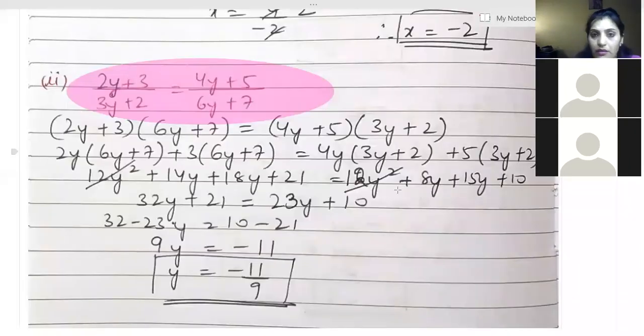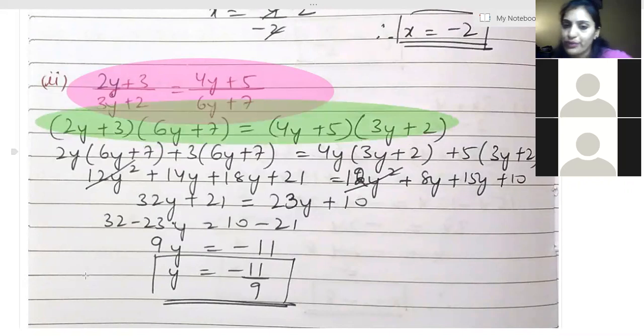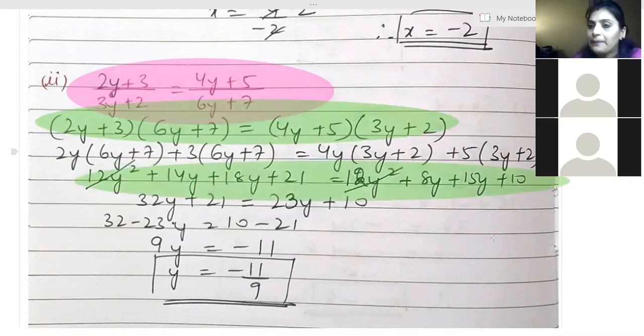Okay, now बच्चे, please wait a minute. Do you keep on solving beta? 2y plus 3 into 6y plus 7 is equal to 4y plus 5 into 3y plus 2. Okay, so when you are solving, you are getting 12y square plus 14y plus 18y plus 21 is equal to 12y square plus 8y plus 15y plus 10. So 32y minus 23y is equal to 10 minus 21. तो हाँ जी बिल्कुल ठीक है.